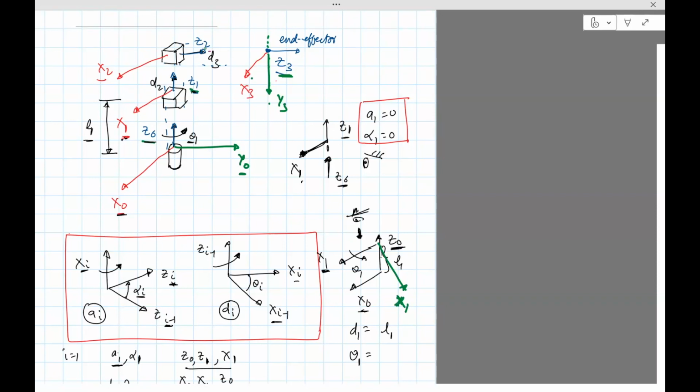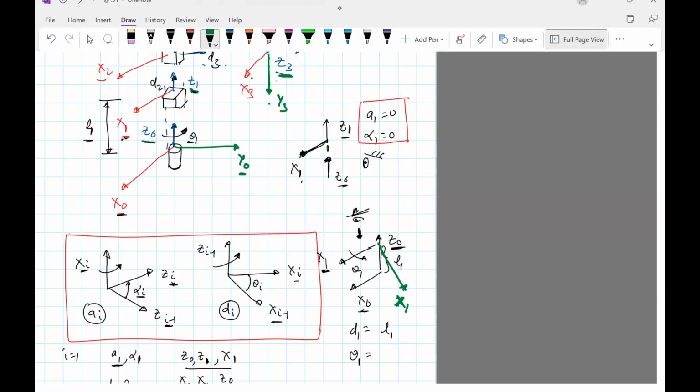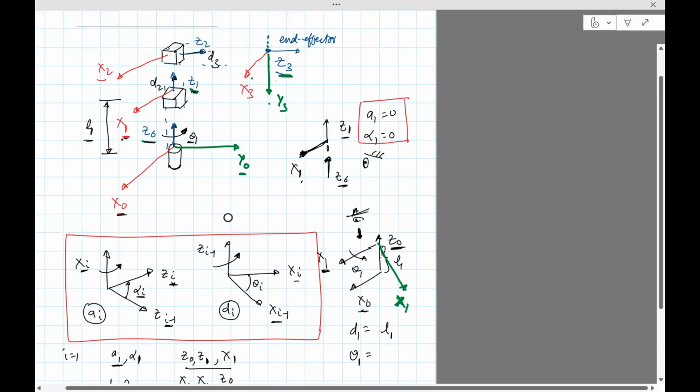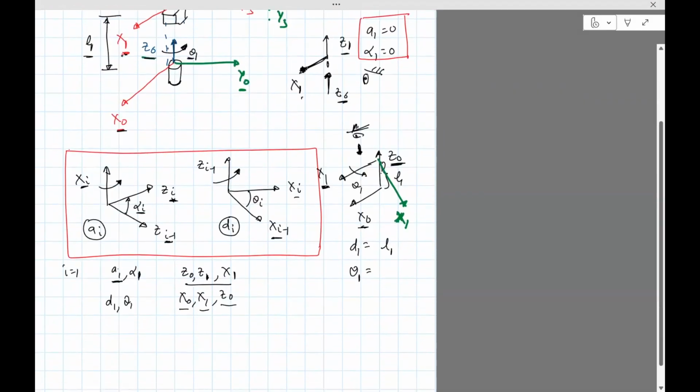And that's because the manipulator, that is a degree of freedom. It's going to basically be moving. So you cannot say it's 0 because it's a function of theta 1. So the angle here is simply theta 1. Okay, theta 1 is theta 1.